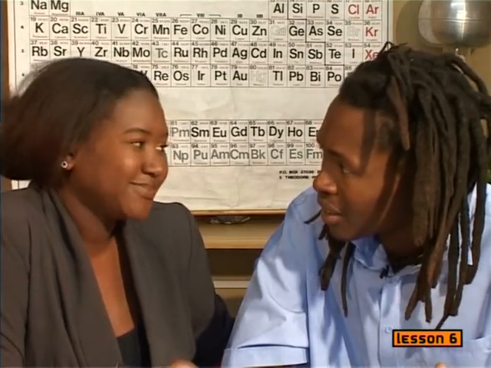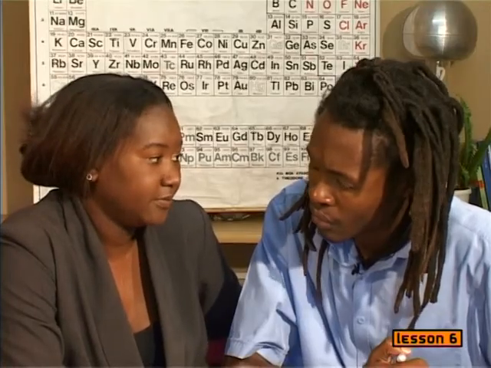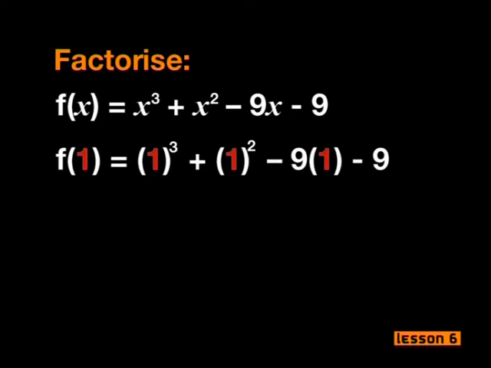Not quite. The constant will give you a clue as to the possible factors. In this case, the number will have to be a factor of 9. What are the factors of 9? The factors of 9 are plus or minus 1, 3, or 9. So one of these will give me 0 if I substitute them into the expression. That's right. I'll try 1 first.